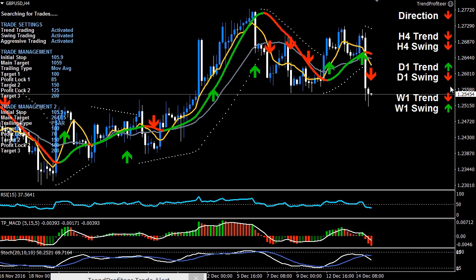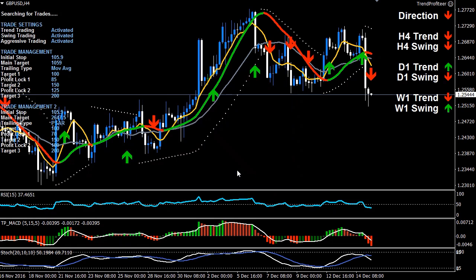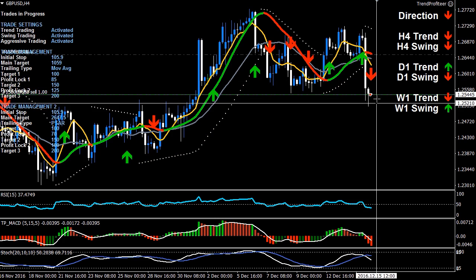The RSI is below 50. The MACD is below the 0 line. The stochastic has just had its crossover. So I'm going to take this trade. Now you can also see the crossover there: the fast moving average has crossed over the slow moving average, and the trend follower has changed from green to red. So all in all, it looks like a good potential trade.